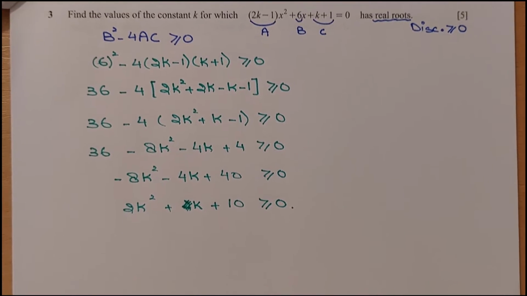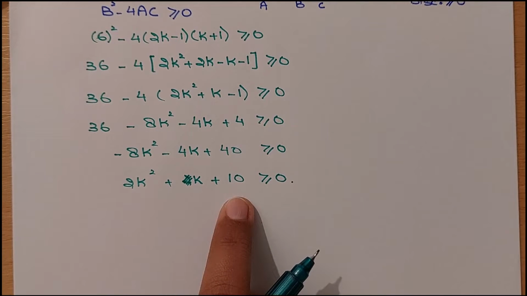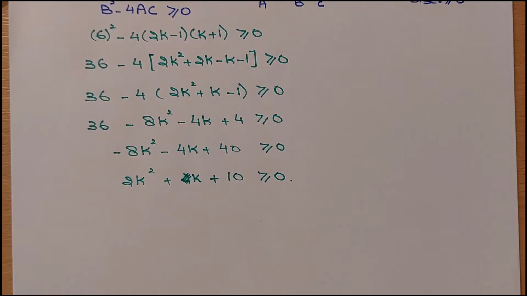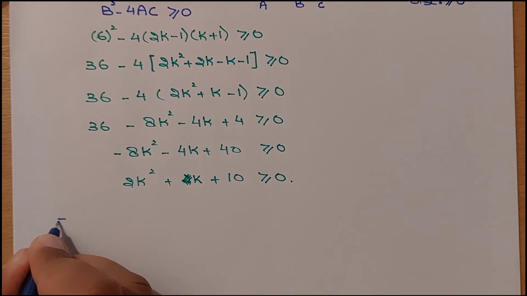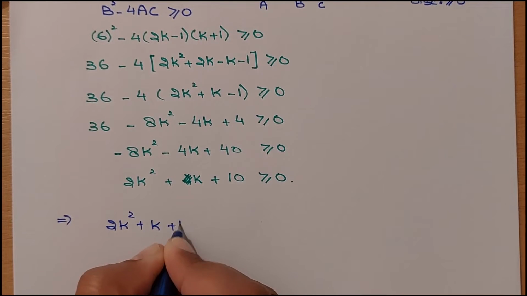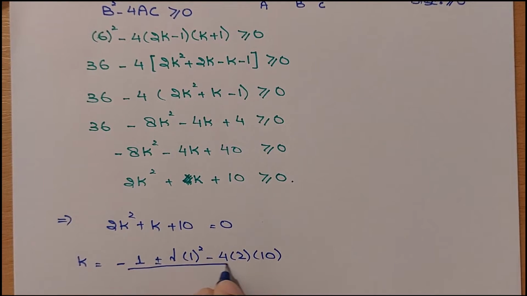So that is a quadratic equation. Let me solve, factorize this. 2 times 10 is 20. So let me use the quadratic formula over here. If I consider this as 2k square plus k plus 10 is equal to 0, so k is equal to minus the b term plus or minus the square root of b value 1 square minus 4 times the a value times the c value, divided by 2 times the a value, that is 2.